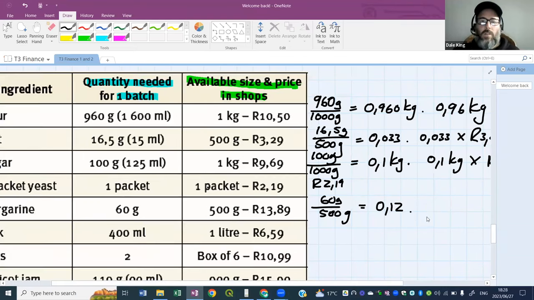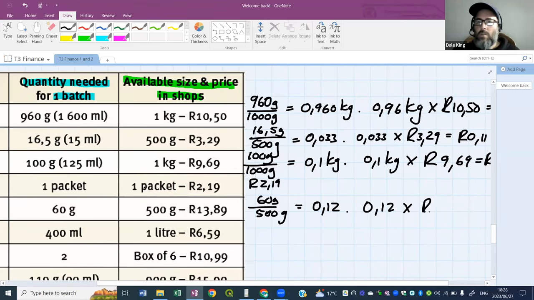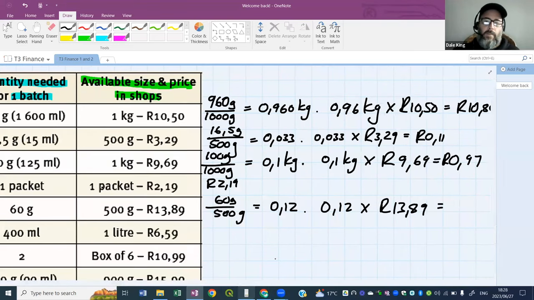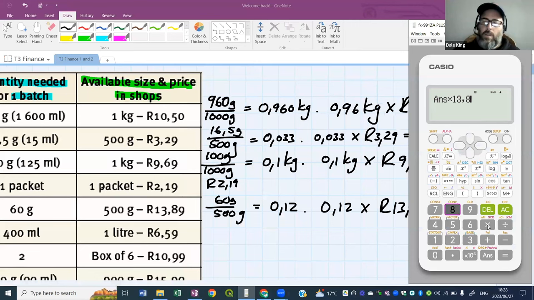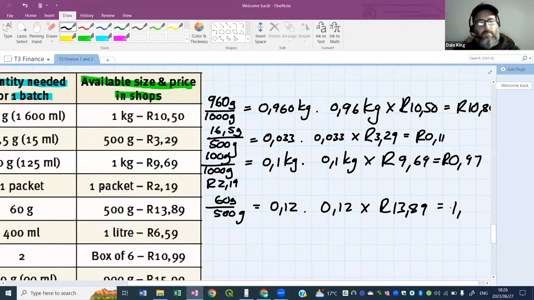Okay, I need 0.12 of a 500 gram block of margarine. So I'm going to write it here now: 0.12 times the price of a 500 gram margarine, which is 13 rand 89. So 0.12 times 13 rand 89 is 1.666668. Check the second decimal: the second six will become a 7 because the six behind it is bigger than 5. So I'm going to say 1.67 rands.